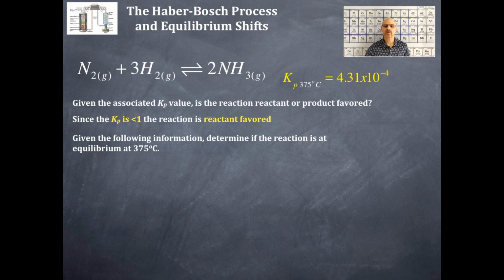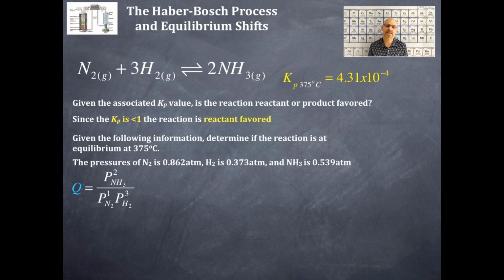Okay, given the following information, determine if the reaction is at equilibrium at 375 degrees Celsius. And this time I'm giving pressure values in terms of atmospheres. For the nitrogen, I got 0.862 atmospheres, hydrogen 0.373 atmospheres, and the ammonia at 0.539 atmospheres. Okay, here is my Q.